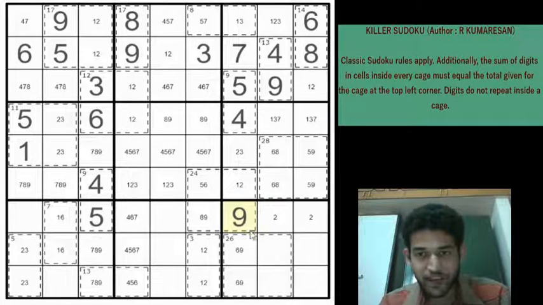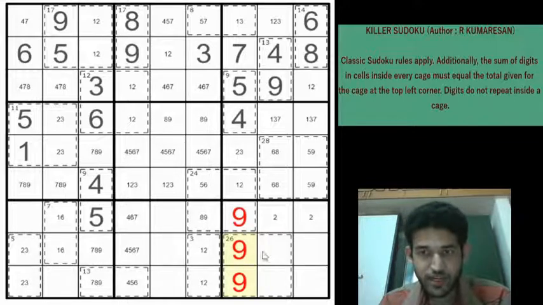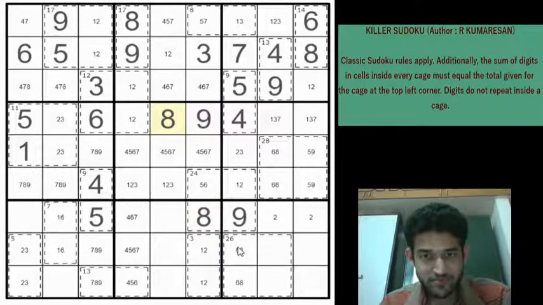So this will be a 9, which means these two cells will be 6 and 8, right? So these two cells will be 6 and 8. And now because of this 9, we get an 8 here. And that gives a 9 here and an 8 here. Any more digits? We have stacked all digits neatly, they should be falling.